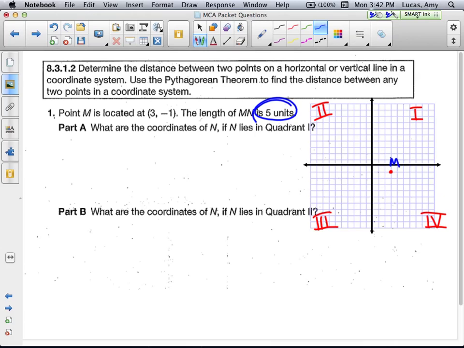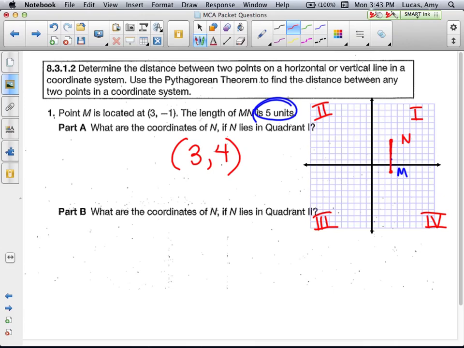So 5 units. I'm going to move my M over a little for you. Okay, so 5 units: 1, 2, 3, 4, 5. So N has to be right here so that this length is 5. So that ordered pair is (3, 4). So (3, 4). What are the coordinates of N if N lies in quadrant number 2?